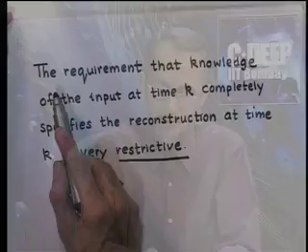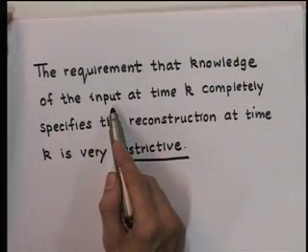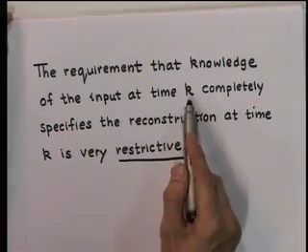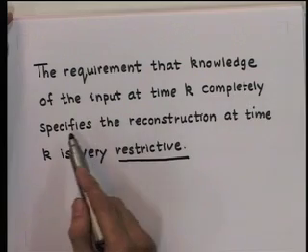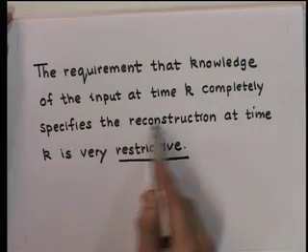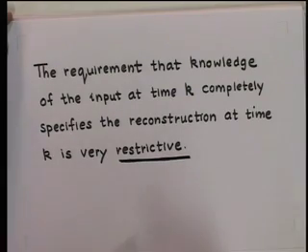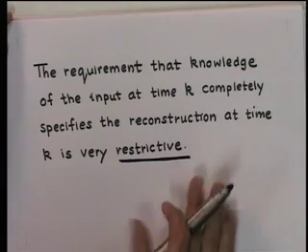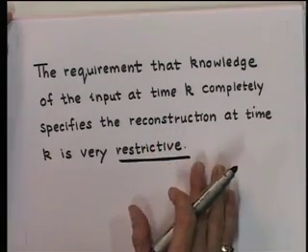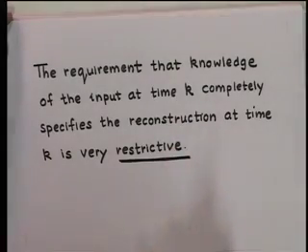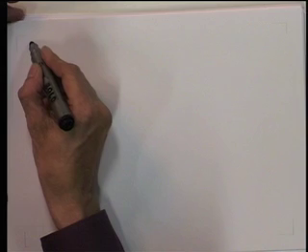Now, the requirement that knowledge of the input at time k completely specifies the reconstruction at time k is very restrictive, and there are many efficient compression techniques that would have to be excluded under this requirement. So, let us consider another example.